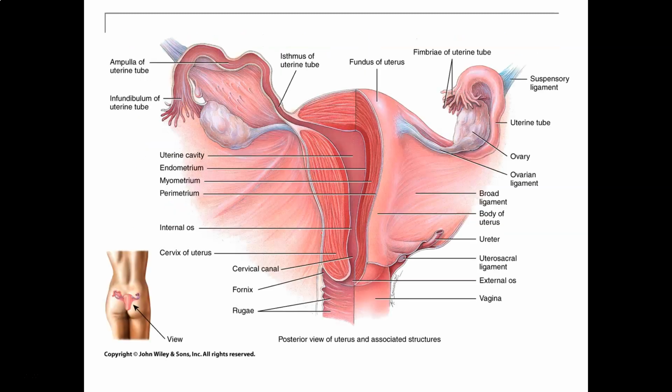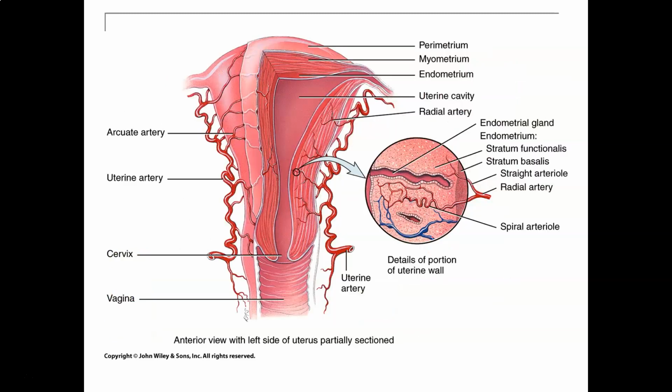But that's another lecture. So this is just to remind you what the fimbriae look like. The fimbriae start to move and sweep across the surface of the ovary around the time of ovulation, and the egg then hopefully gets sucked up into the fallopian tube. If not, it's going to go into the peritoneal cavity.